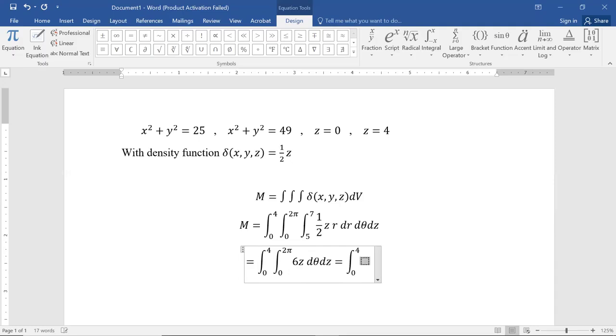Keep putting the wrong thing. And when I multiply by 2 pi, I get 12 pi times z dz. So I'm integrating 12 pi z with respect to z from 0 to 4. And obviously, I can type that into the calculator. I can pull pi out if I want. I end up with 96 pi as my final mass.